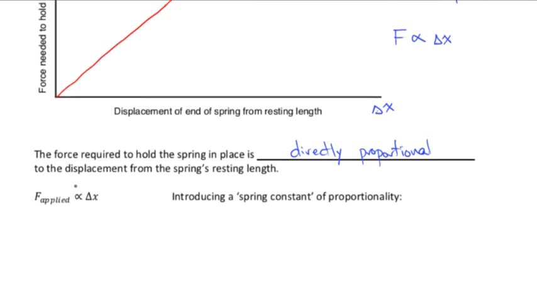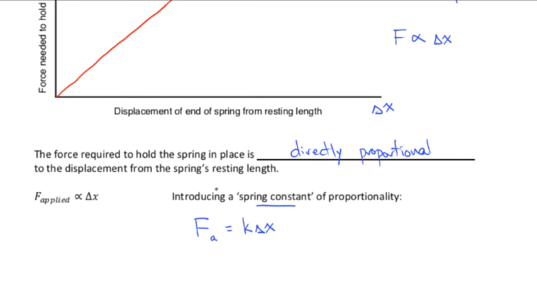Now, when we have a statement of proportionality, we can turn that into an equation by adding a constant of proportionality. Let's introduce the constant of proportionality, k, and we're going to call that the spring constant. The statement of proportionality then becomes this equation. The force I need to apply to hold a spring at a given displacement from resting length is equal to k, which we're calling the spring constant, times that displacement from resting length.